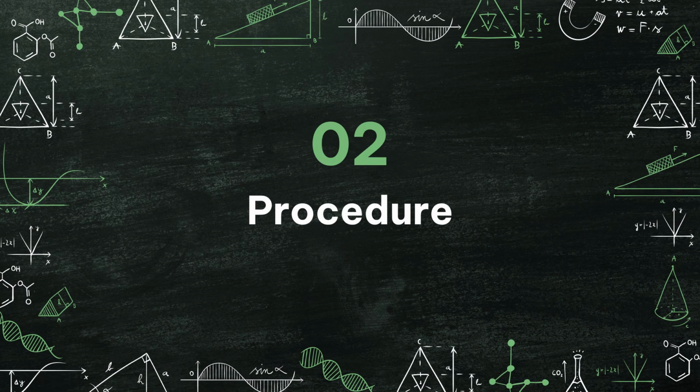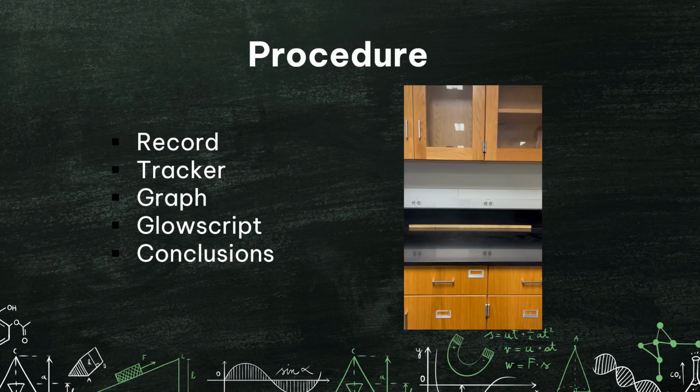Moving on to the procedure. I first recorded a video of the marker rolling at a constant speed across a flat surface. Once the video was recorded, I placed the video into Tracker and then found the ball's position frame by frame over set time periods. And after this, I graphed the data and also put it into Excel. Then I went into GlowScript and created a computational model of the marker's predicted position. Once I had both graphs, I compared them and made conclusions about the lab.